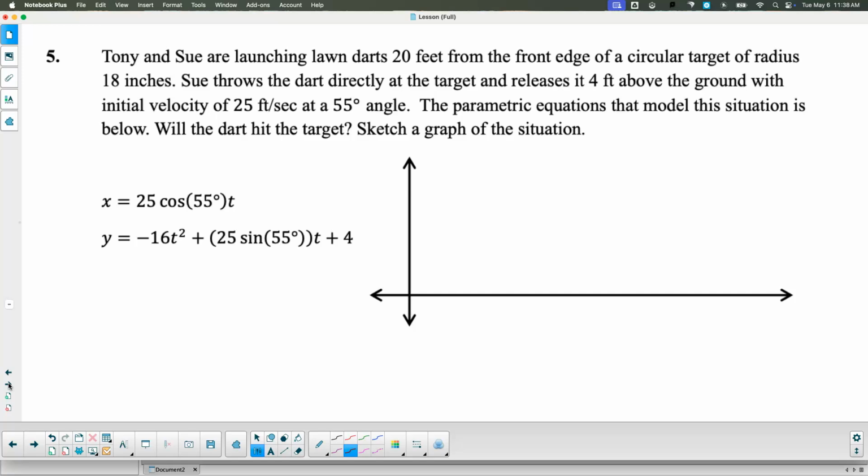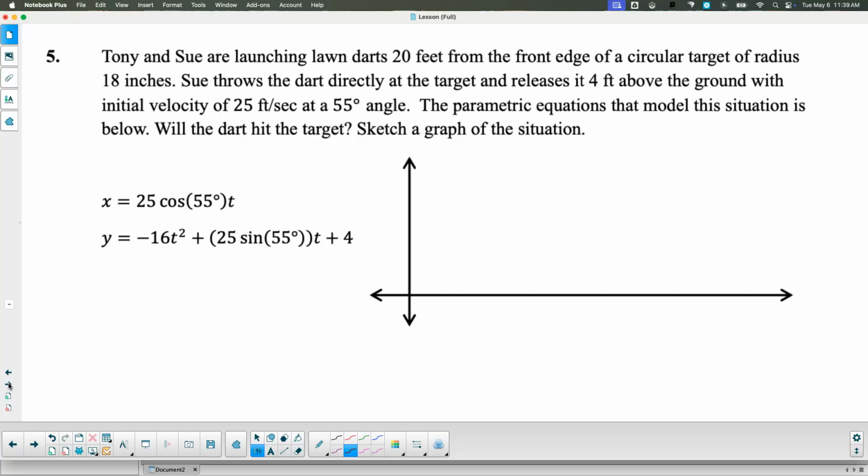Okay. So she's got a lawn dart. Okay. She's releasing it, and it's going off and it's flying. It's going to go up and out. Then what's going to take effect on it? Gravity is going to take effect on it, so it's going to make an arc, and then it's going to come back down, and her goal is to land it in the 18-inch radius circle 20 feet away. Okay? The parametric equations that model this situation are below.